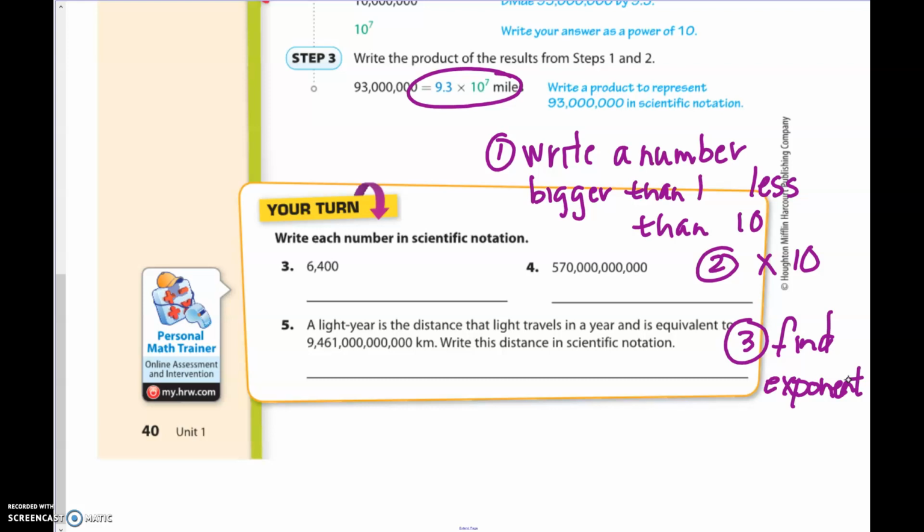All right, you're back after the pause. So number 1, write a number bigger than 1. So we're going to put that decimal, so we have 6.4.